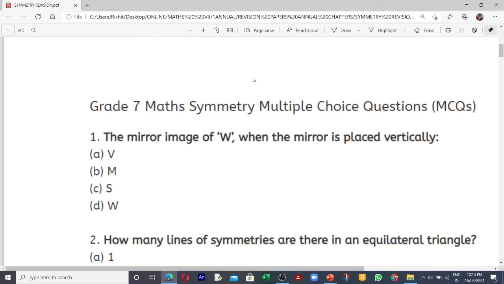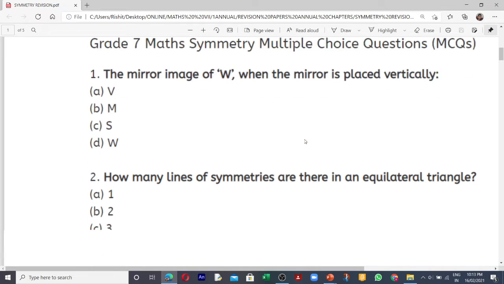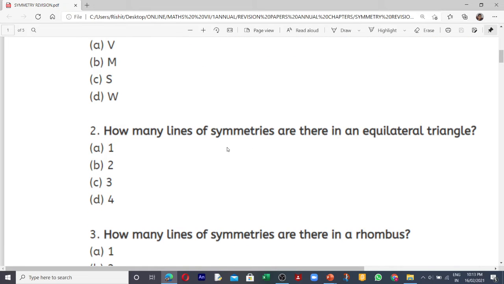Okay, now can we move to the next question? How many lines of symmetry are there in an equilateral triangle, children? Equilateral triangle. How many lines of symmetry are there? Come on, write it in the chat box. Question number 2, this option is correct, along with your name.